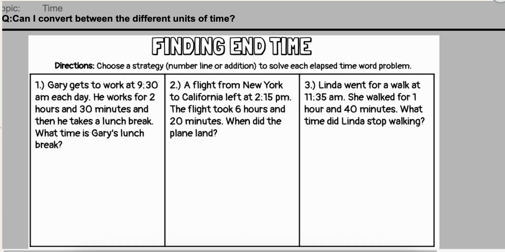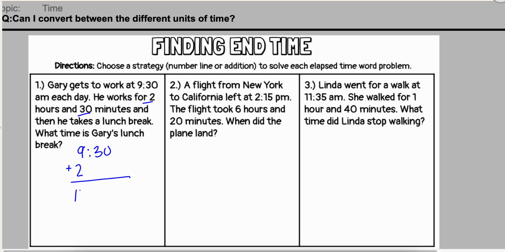In this case, I want to know, when did he get to end? When is the end time? So Gary gets to work at 9:30 a.m. each day. That's when he arrives. He has to work for 2 hours and 30 minutes, and then he gets to take a lunch break. So I'm going to add on 2 hours because I like to do it separate. You can do however you like.